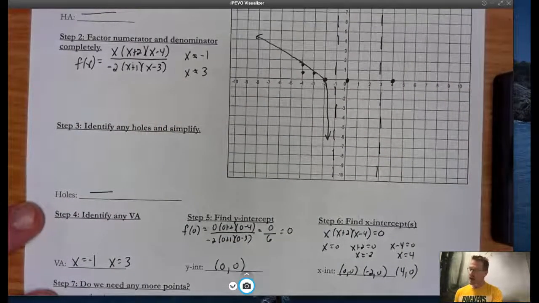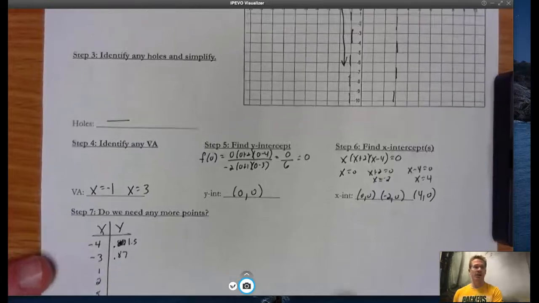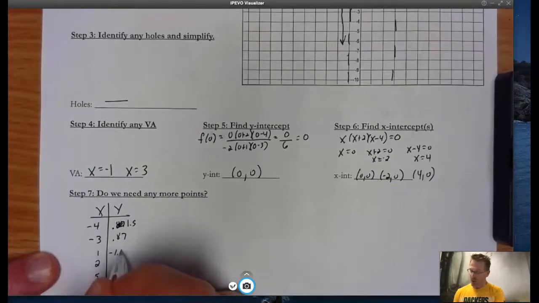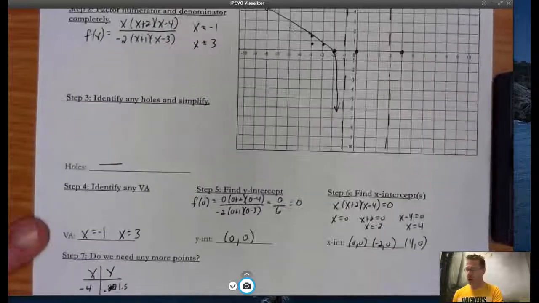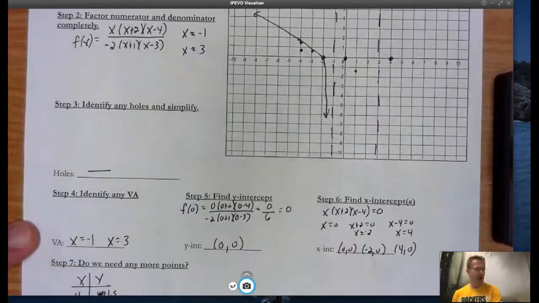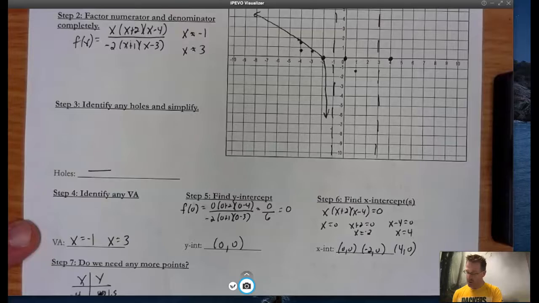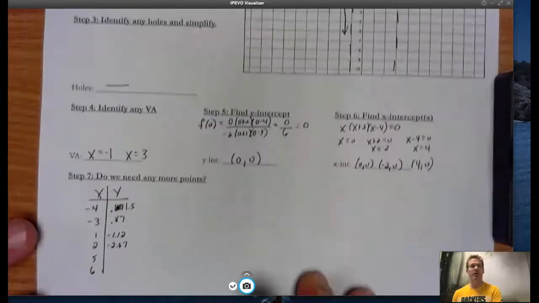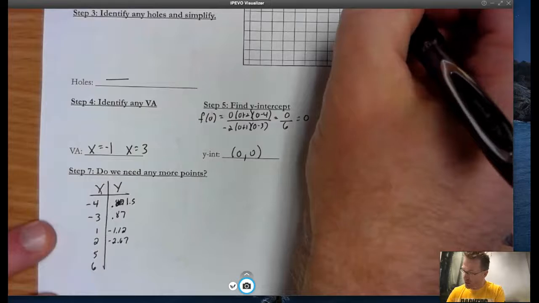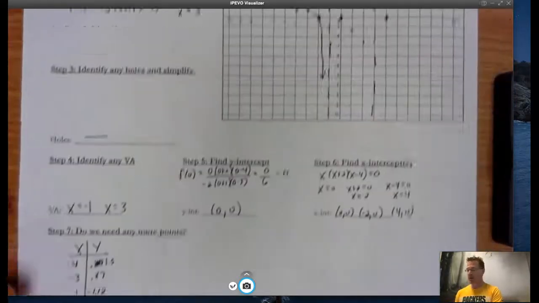All right, so now let's look at what happens when I plug in 1 and 2. When I plug in 1, I get -1.12. So -1.12 is like that. When I plugged in 2, I get -2.67 on my calculator. So that's going to be almost a 3 like that. All right, so now I'm bringing that back up here.